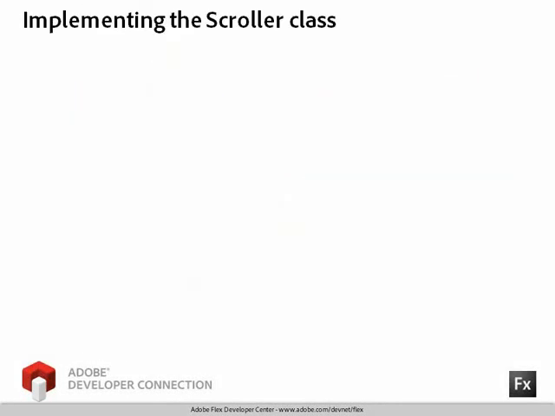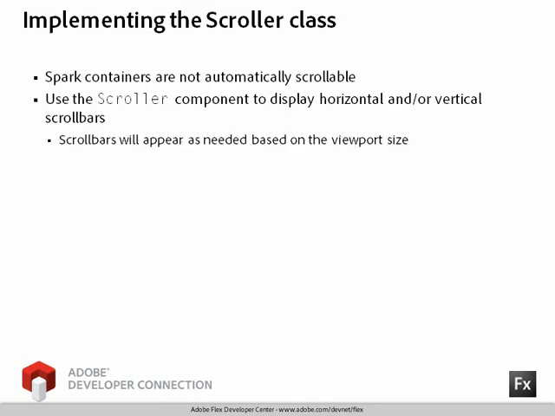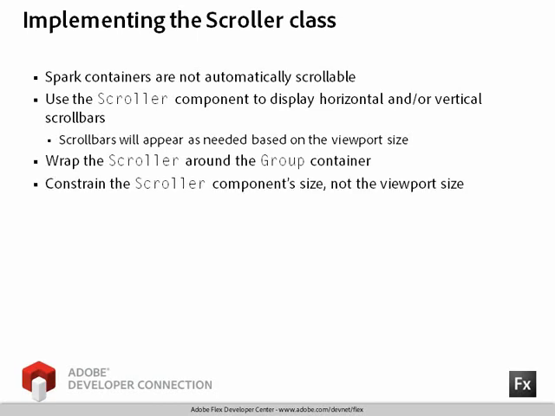You may have noticed that the Spark containers are not automatically scrollable. You must use the Spark Scroller component to display horizontal and/or vertical scroll bars. The component will determine which scroll bars are necessary based on the size of the viewport and the content being viewed. You add the Scroller component to your containers by wrapping them in the tag.